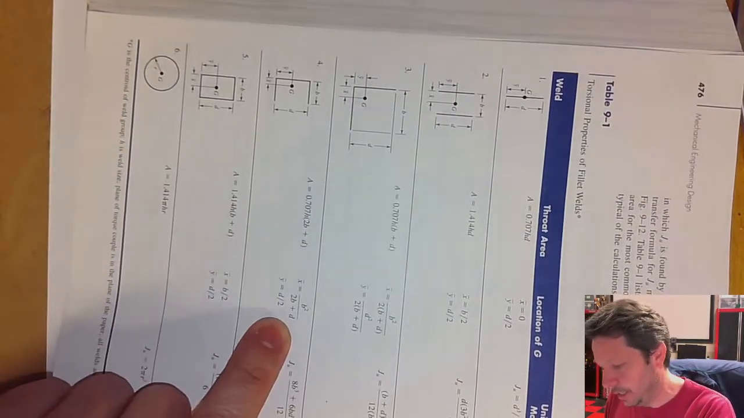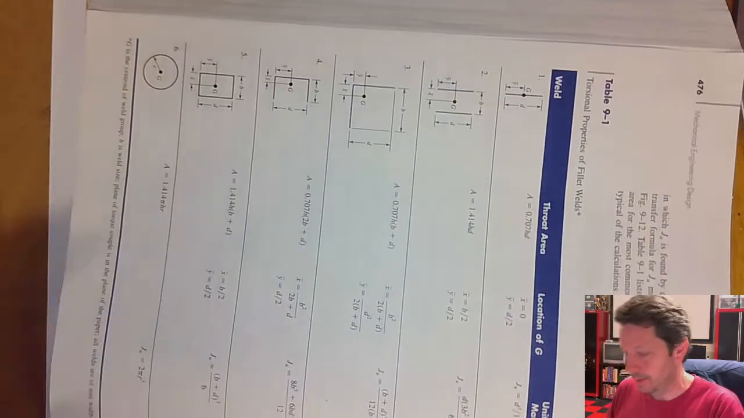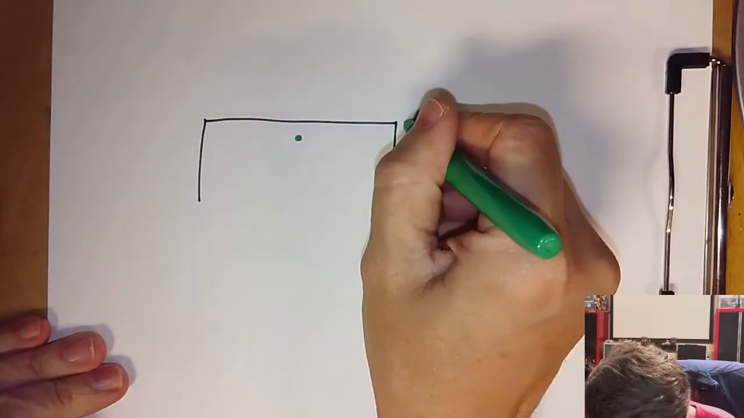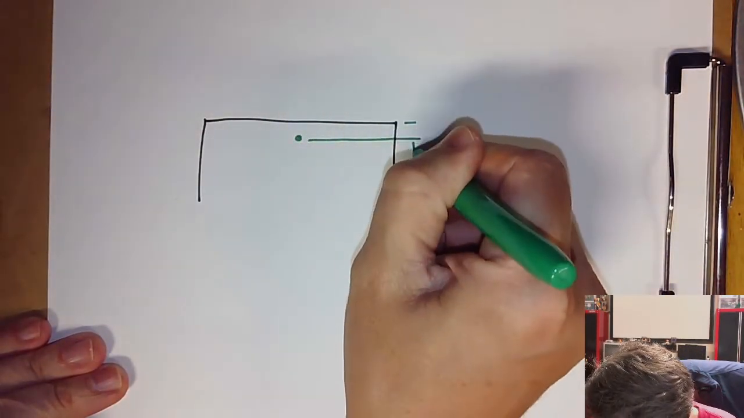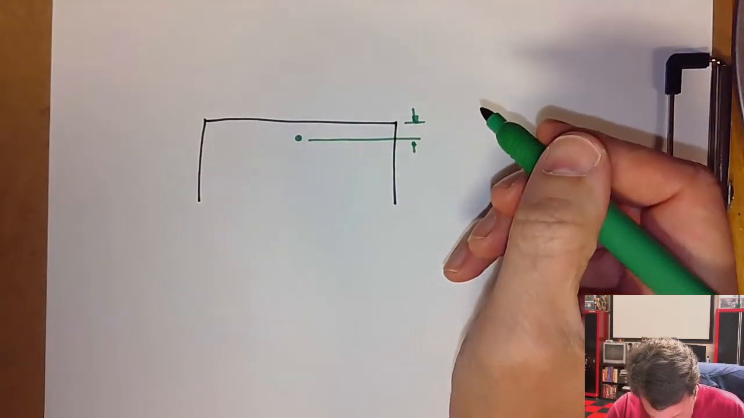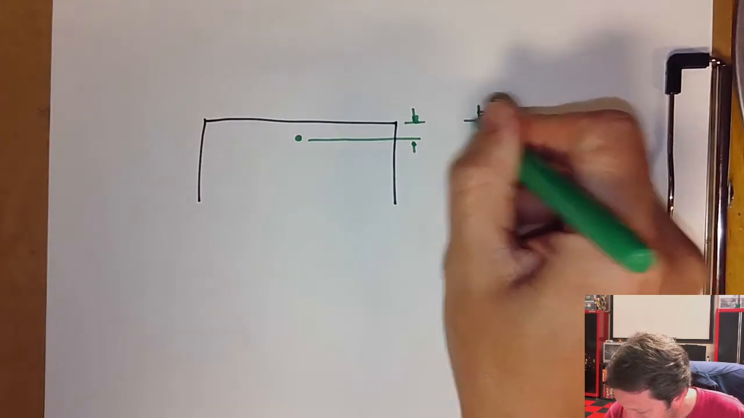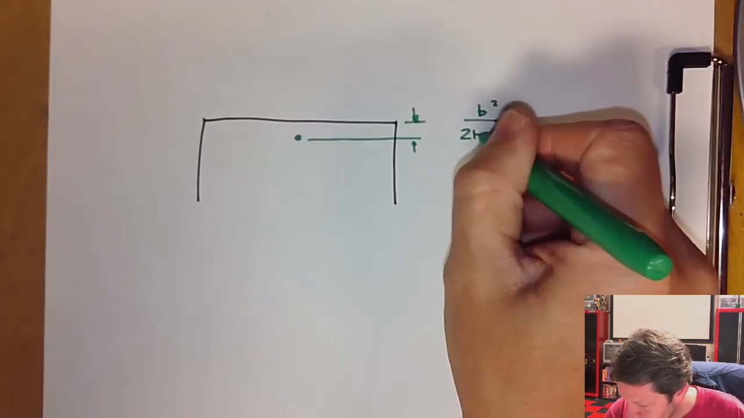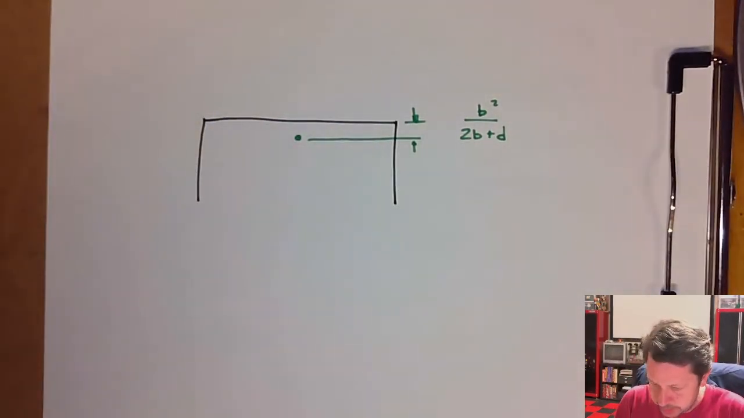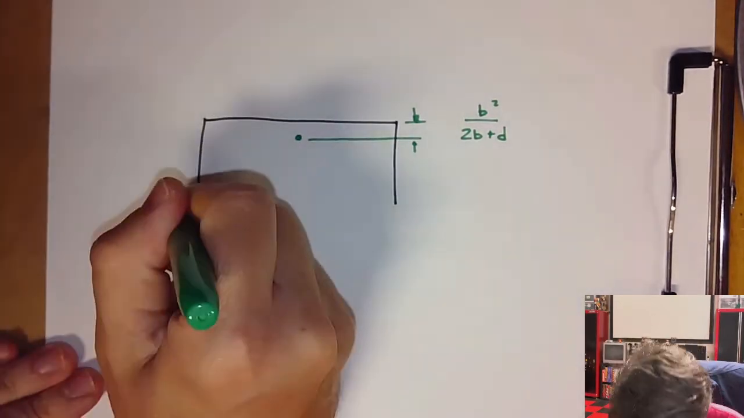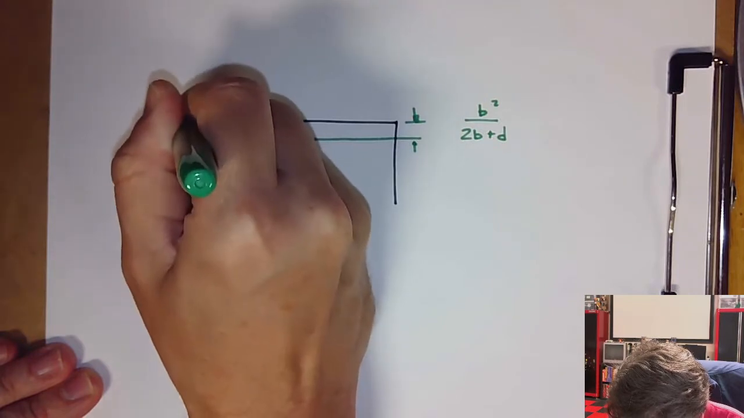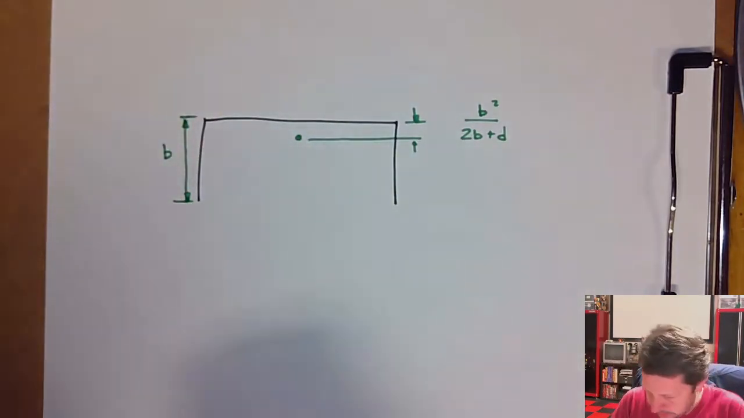So we need to solve this equation, b squared over 2b plus d. We need to solve that to get this dimension. So this dimension is going to equal b squared over 2b plus d. And the dimensions are, b is this dimension, and d is this dimension.